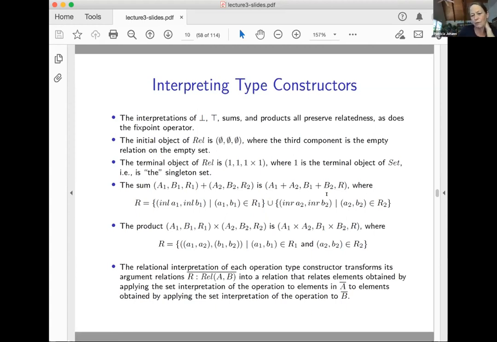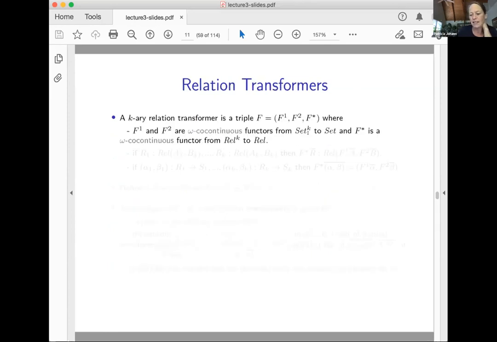so again, this overness property is really critical. What we're saying is that a product in Rel is over products in Set, and a sum in Rel is over sums in Set. And a more formal, more technical way to say that is that each of these constructors makes what's called a relation transformer. So the next two slides are gonna be pretty technical. There's no way that you'd be able to digest all of this. Well, maybe you can, but I will be really impressed if you can digest it all in real time. But here's the idea.